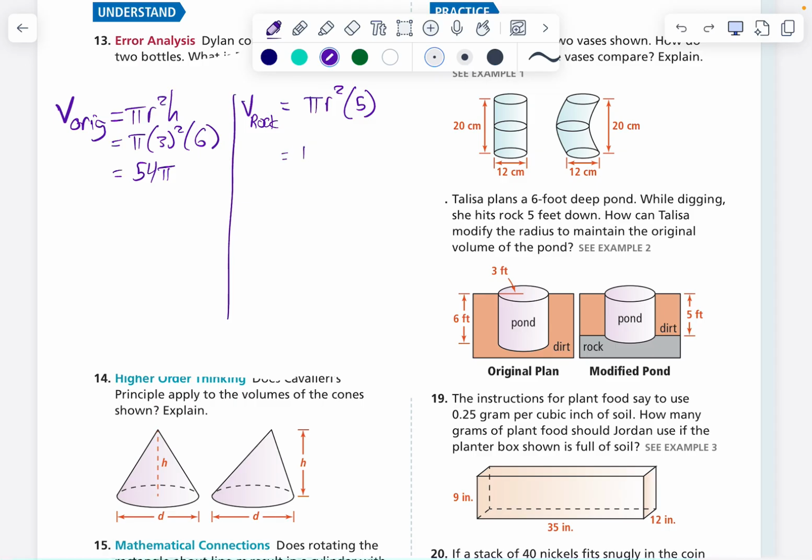So let's write it this way. 5 pi r squared. You good on that? Okay. So essentially we want those two to be equal to each other. And we don't know the new radius. So we just set them equal. And it's not going to work.